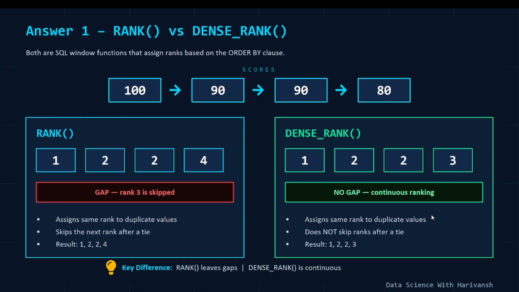when you need a clean, gapless ranking, for example, when you want to find the top 3 salary bands in a company, where multiple employees might earn the same salary at each level and you don't want to skip any band numbers.